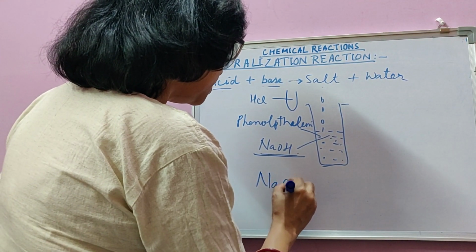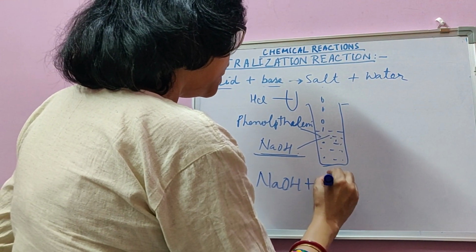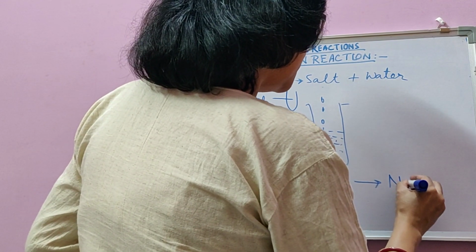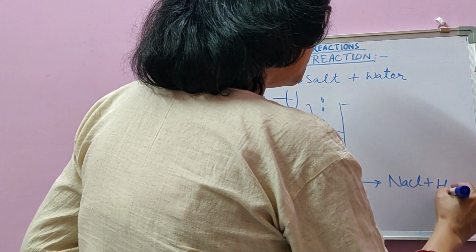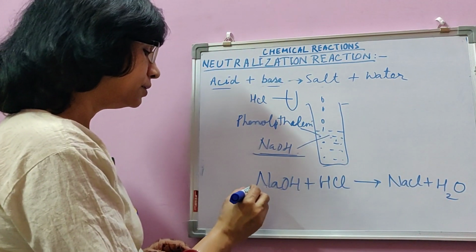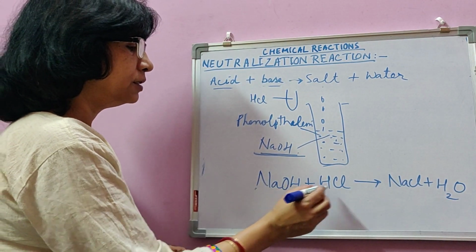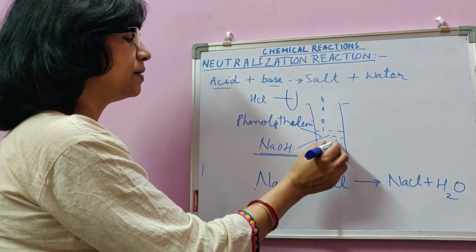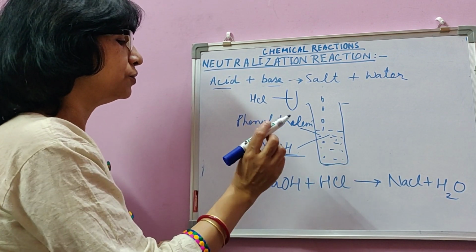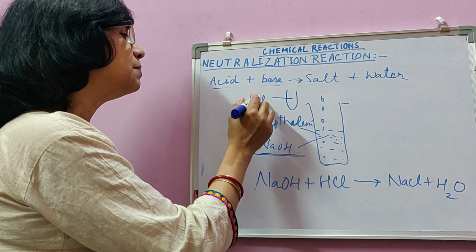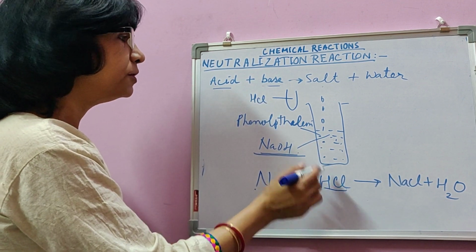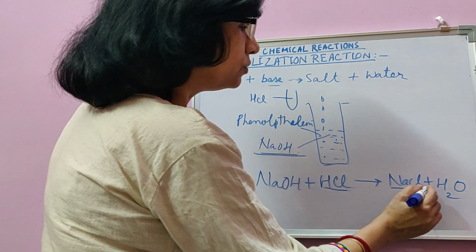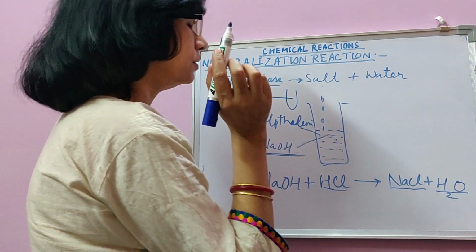Like NaOH is a base, it reacts with acid HCl to form NaCl, salt, plus water. Here the proportion is 1 molecule of NaOH with 1 molecule of HCl. Suppose the solution we have taken has a certain number of NaOH molecules, then until the same number of HCl molecules are dropped from here, the entire NaOH will not get neutralized to give salt and water.